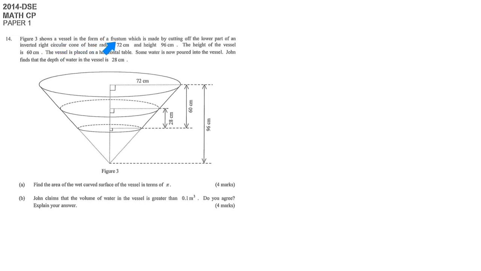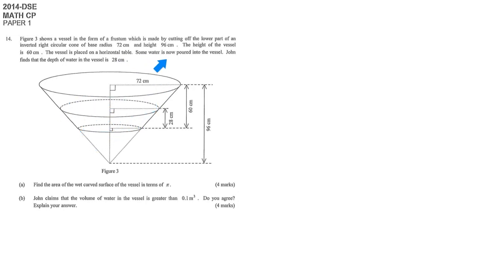There is a vessel which is a frustum, made by cutting off the lower part of the inverted right circular cone of base radius 72 cm and height 96 cm. So they say that it has come from the largest cone here, and then they say that it's placed on the horizontal table to ensure that the water surface is parallel to the base.